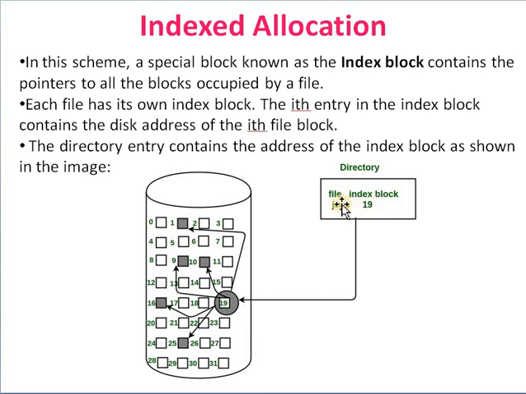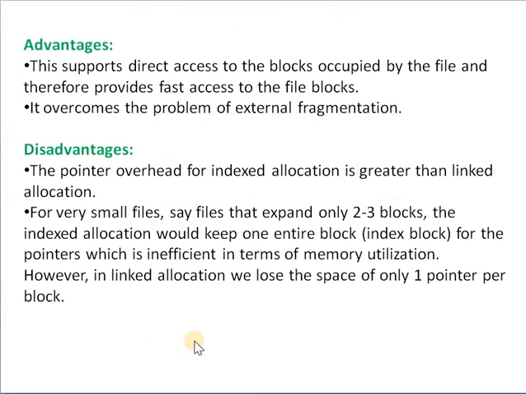Suppose you want to access a file, zip, and what is the index block for that particular file? 19. There is a block 19. That block 19 contains all the pointers of the blocks in which that particular file is stored. That block contains the entries of all the blocks where that particular file is stored. This is indexed allocation. Then what are the advantages and disadvantages of indexed allocation?